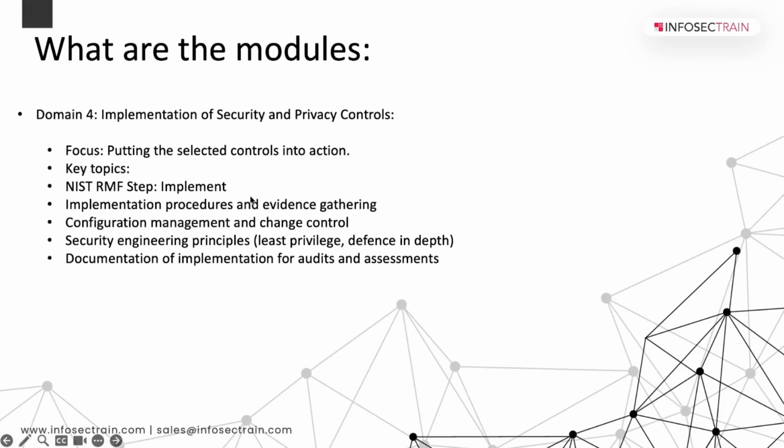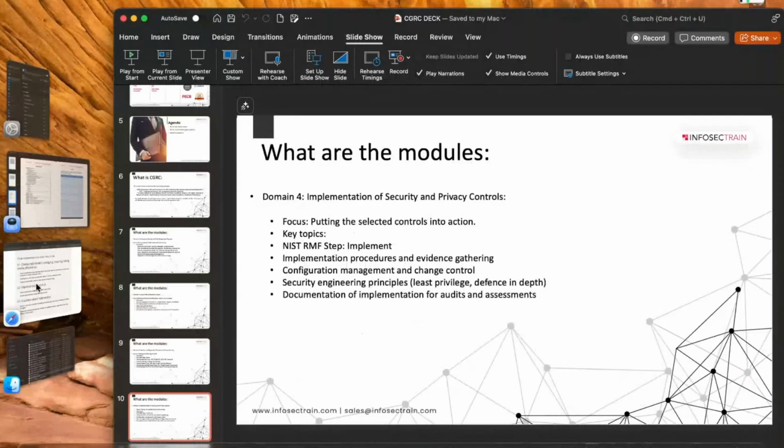So we are going to determine the implementation procedures. How can we gather the evidence that the control is successfully implemented? We are going to have configuration management and change control. If we are designing software, we are going to follow security engineering principles such as least privilege and defense in depth. And finally, we are going to maintain detailed documentation of each and every control, which is going to be used for conducting audits and assessments.